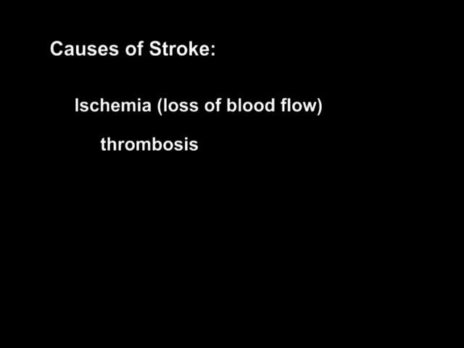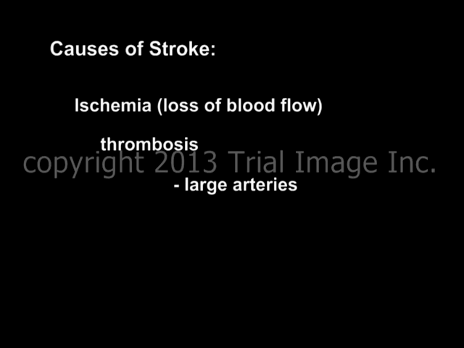Thrombosis refers to a local obstruction of an artery and may be due to disease of the arterial wall, such as hardening of the arteries or arteriosclerosis, dissection, or fibromuscular dysplasia, in which abnormal thickening of the artery wall causes obstruction. Thrombosis may occur in large arteries or small arteries. Let's take a look at large arteries first.